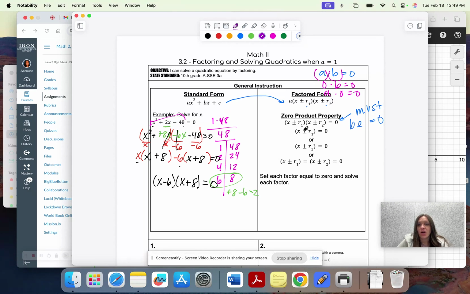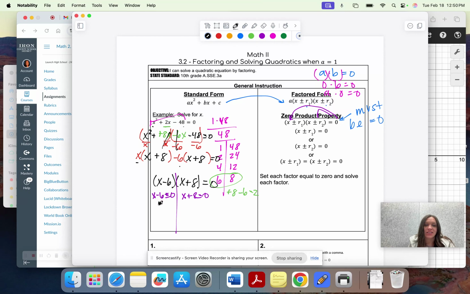So the zero product property says this 0 goes to the first one, the root one, and the second one, and we solve both of those. So I like to just draw a line down the middle and have x minus 6 equals 0 and x plus 8 equals 0, and you're going to solve both of these little equations. You probably can see the answer, but I'm going to write out the work anyway.